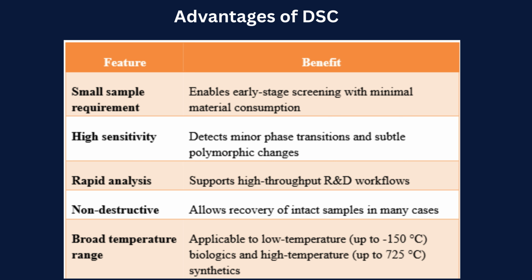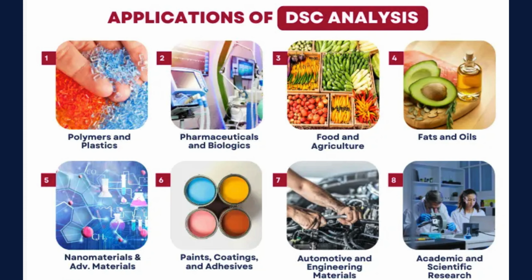Conclusion. Differential scanning calorimetry is among the most powerful and versatile thermal analysis techniques available for materials characterization. By measuring heat flow associated with physical and chemical transformations, DSC provides essential information regarding glass transition, melting, crystallization, curing, heat capacity, crystallinity, and thermal stability.